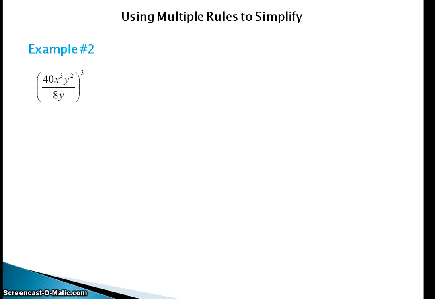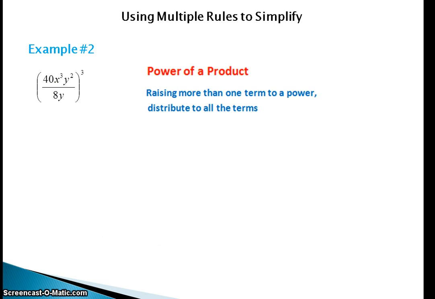In example 2, we have 40 times x to the 3rd times y to the 2nd divided by 8y, all raised to the 3rd power. So what are we going to do here? The first law we're going to apply is the power of a product. We are raising more than one term to a power, and so we're going to distribute it to all of the terms. And we do that in both the numerator and the denominator.